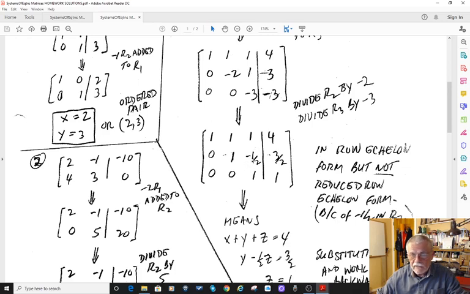I got the negative 1/2 here. That doesn't really bother me, as long as these guys are 1s and these are 0s, I'm in good shape.